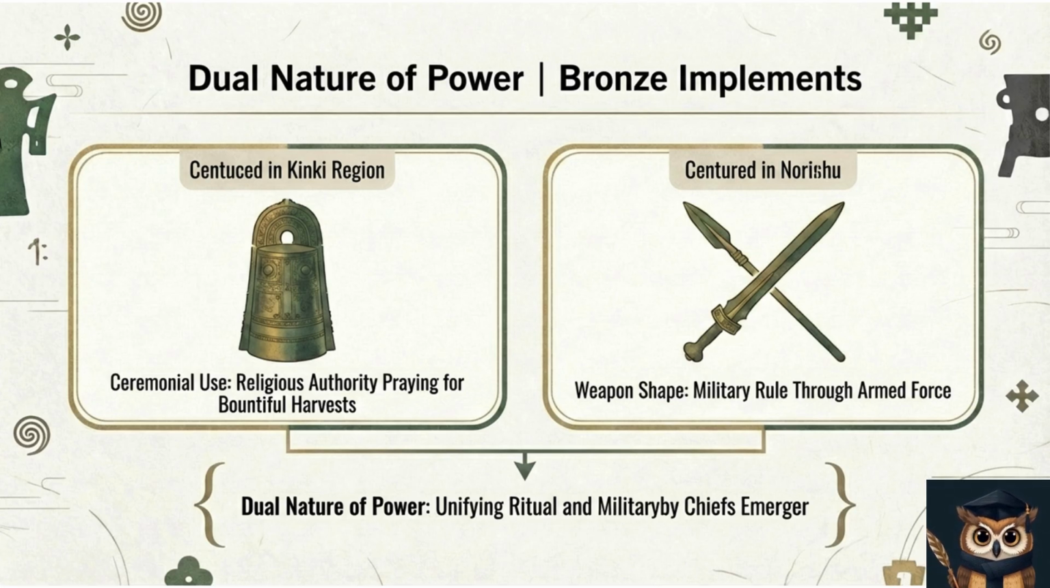Put them together and you have the dual nature of Yayoi power, ritual legitimacy on one side, military force on the other. Chiefs who could combine both, who were both sacred leader and military commander, were the most powerful. This dual structure didn't disappear with the Yayoi period. It echoes all the way to the emperor-shogun division of authority in medieval Japan, and arguably beyond.